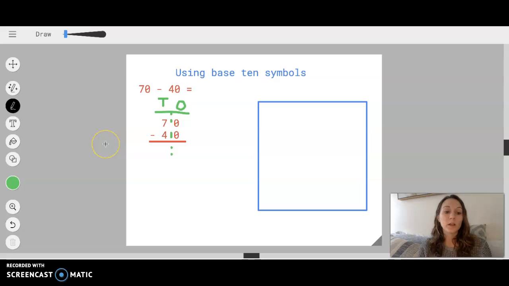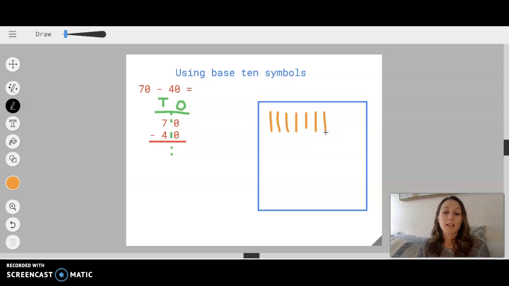So when we subtract using base 10 symbols, we have to draw out the first number in our problem. If we look at the problem, our first number is what? It is 70. So I have to draw 70 using base 10 symbols. Can you count with me? 10, 20, 30, 40, 50, 60, 70.